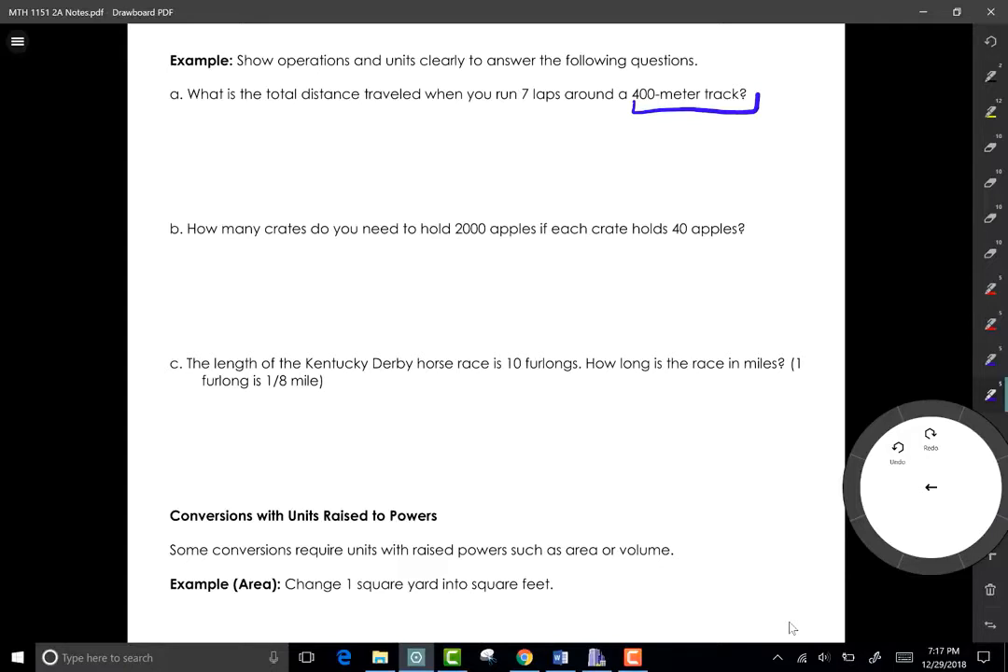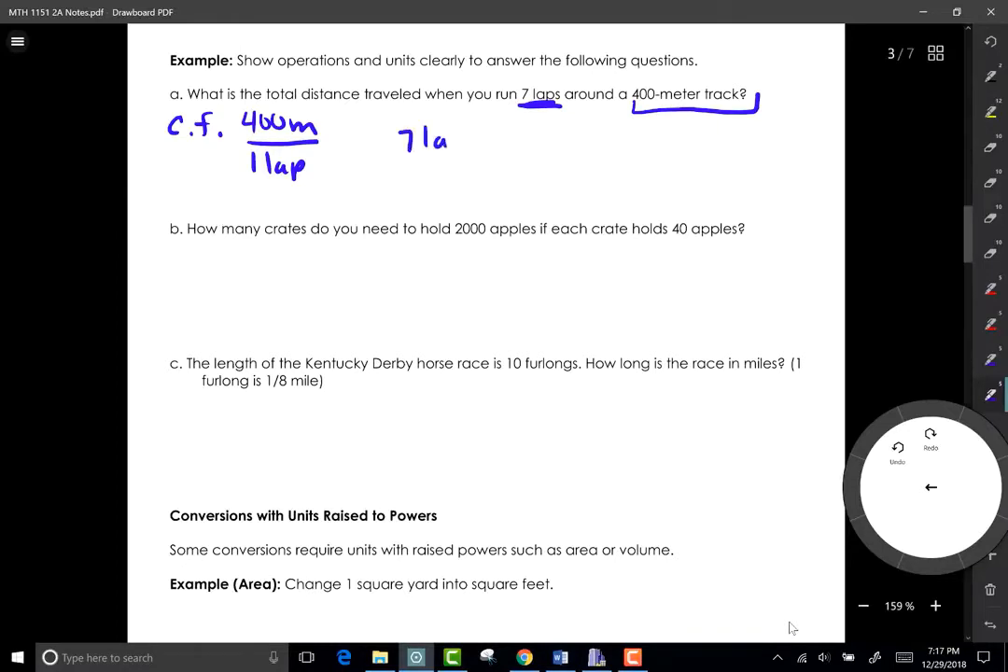So I'm going to write down my conversion factor. I'll abbreviate it CF. 400 meters is equal to 1 lap. And remember, I can flip it if I need to. I can put 1 lap on top and 400 meters on the bottom, depending on what I'm trying to convert. It says to convert 7 laps into meters, okay? So I'm starting with 7 laps. That's what I'm trying to convert.